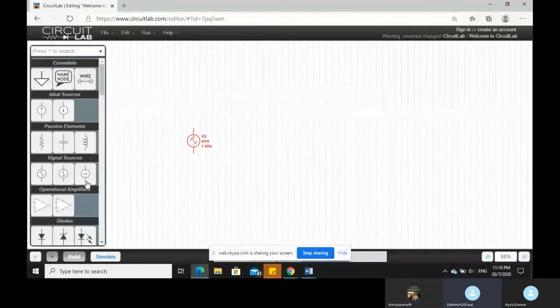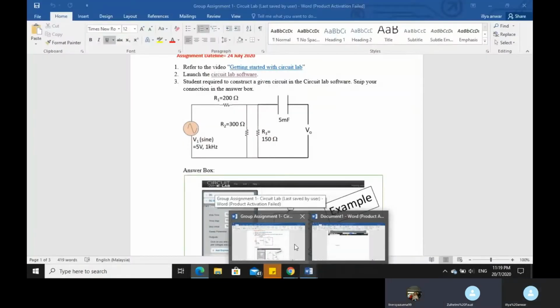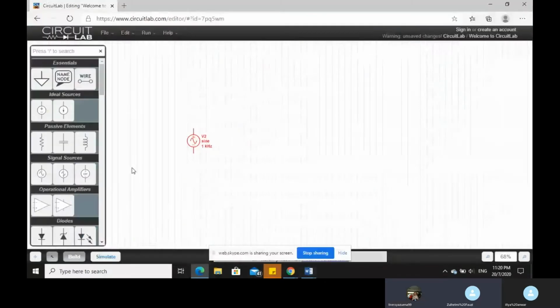So the first task that we need to do is construct a circuit from the questions. The question already gave us the circuit, so we just copy and paste everything that is given to us. So Ilya, can you show how to construct it?